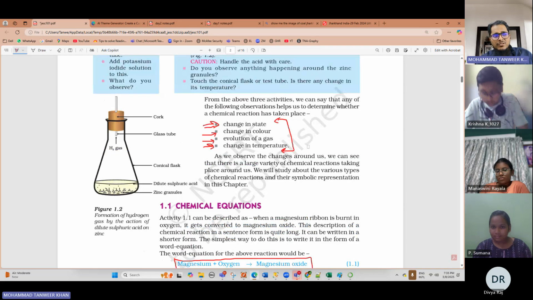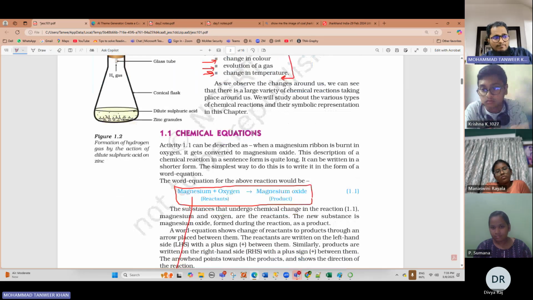So in any chemical reaction, one out of these or two out of these or three out of these things, at least one of them will happen for sure. That is the indication that a chemical reaction is happening. So I can ask questions from this as well.